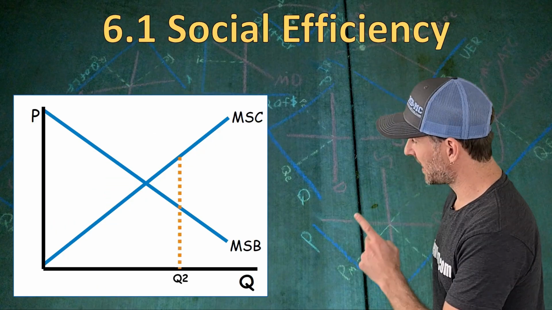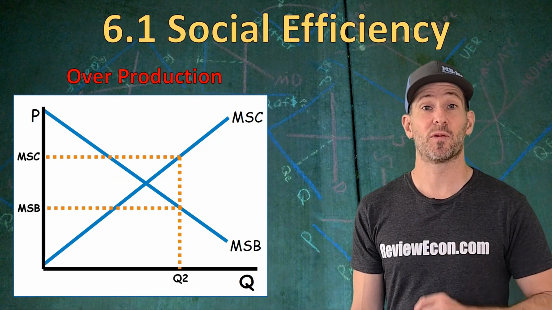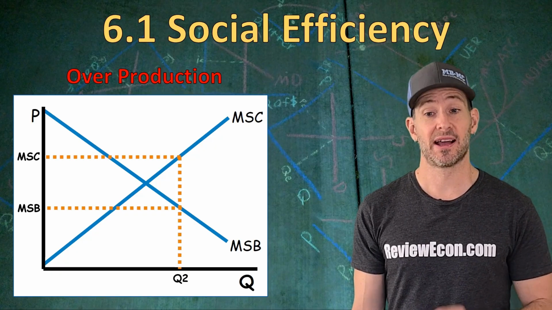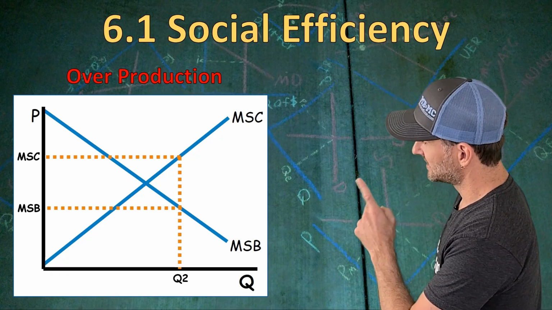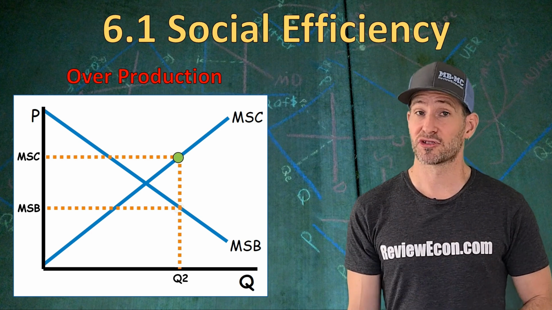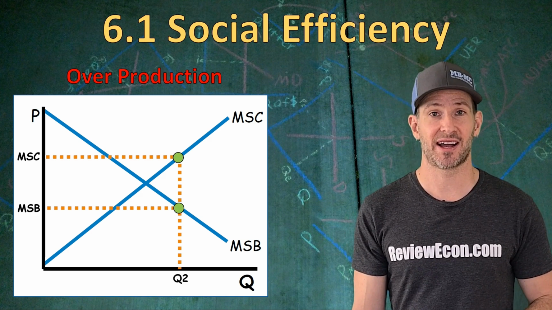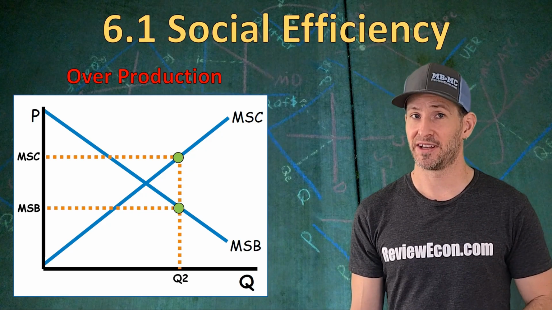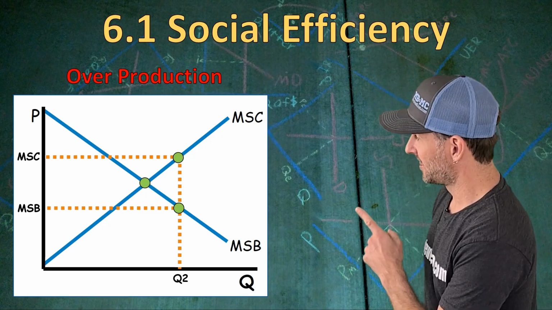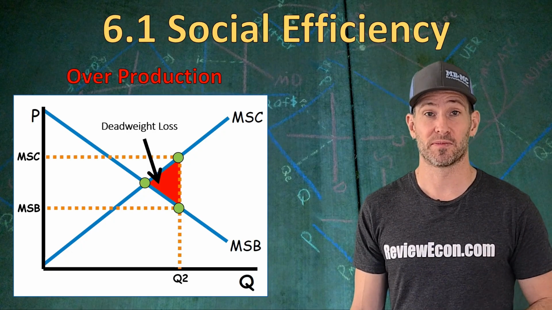At higher quantities, the marginal social cost is greater than the marginal social benefit. Now we are overproducing this product. And there we can find some deadweight loss by finding the marginal social cost of that quantity, the marginal social benefit of that quantity, and then our third point for our deadweight loss triangle is where the marginal social benefit equals the marginal social cost. That's our triangle of deadweight loss right there from overproduction.